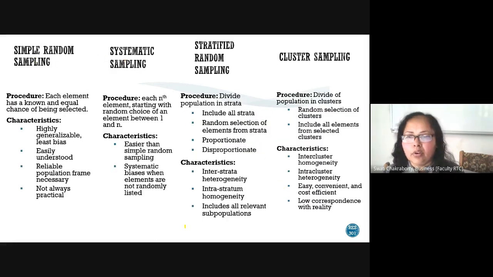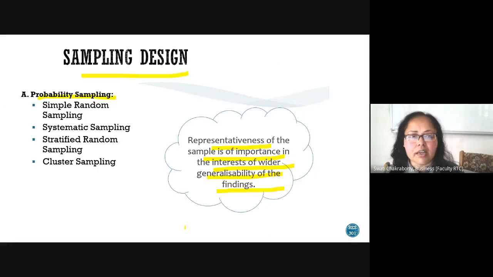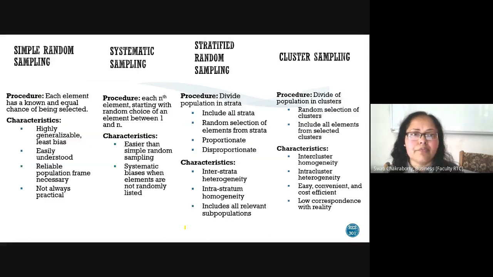Let's go into more of it, like what we just discussed, the probability sampling. Simple random sampling is where each element has a known and equal chance of being selected. They are highly generalizable, least bias, easily understood, reliable. A population frame is necessary, so it is not always practicable.